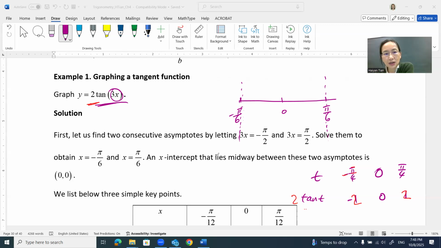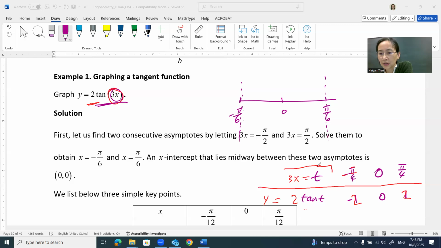Certainly, this is the y value. We have already created a table that is y versus t. However, we don't want y versus t. We want y versus x. So let's convert t, because t is actually 3x. Don't forget, t is the same as 3x, so we can easily get x from here.